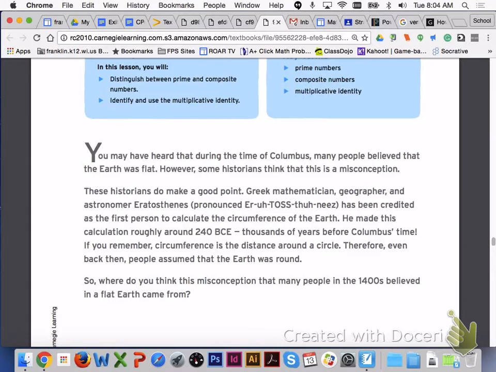If we look at the lesson introduction for today, just a little bit of background knowledge heading into 1.3, you may have heard that during the time of Columbus, many people believed that the earth was flat. However, some historians think that is a misconception. These historians do make a good point. Greek mathematician, geographer, and astronomer Eratosthenes has been credited as the first person to calculate the circumference of the earth. He made this calculation roughly around 240 BCE, thousands of years before Columbus's time. If you remember, circumference is the distance around a circle. Therefore, even back then, people assumed that the earth was round.